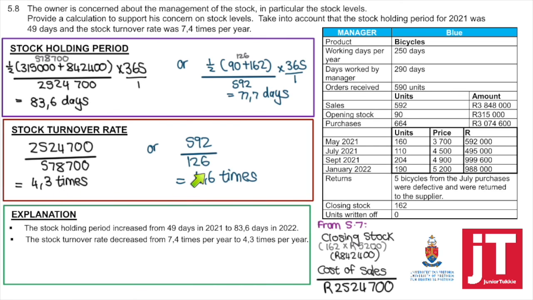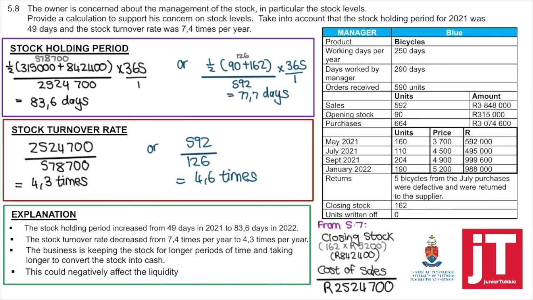If you're using the number of units, you would have said the stock turnover rate decreased from 7,4 times per year to 4,6 times. The business is keeping stock for longer periods of time and taking longer to convert the stock into cash. Remember, the slower it takes us to sell our stock, the longer we are keeping it. It's not a good thing. This could negatively affect the liquidity.